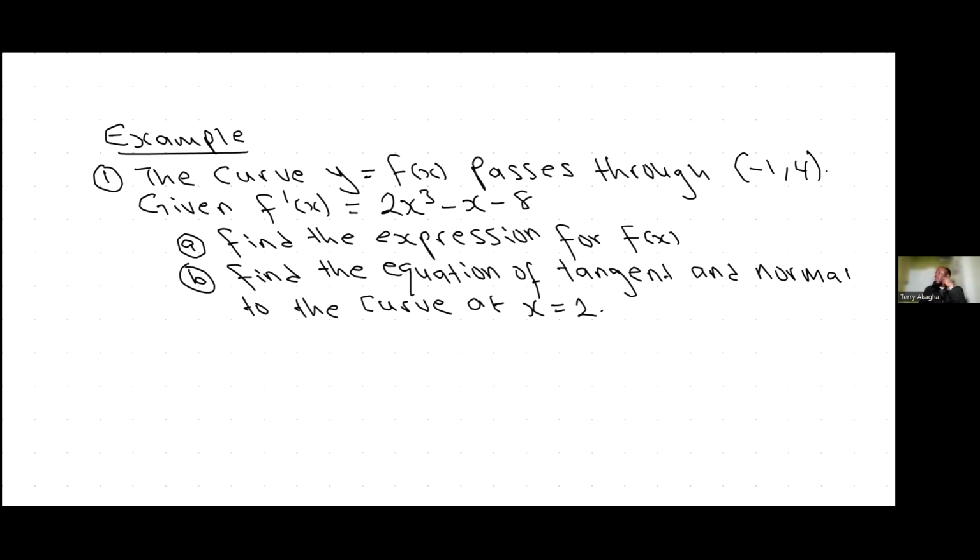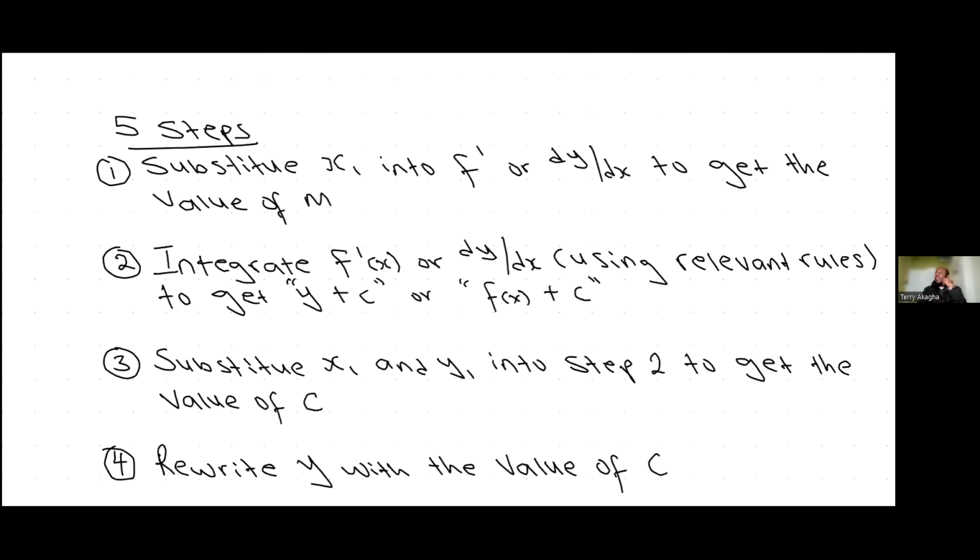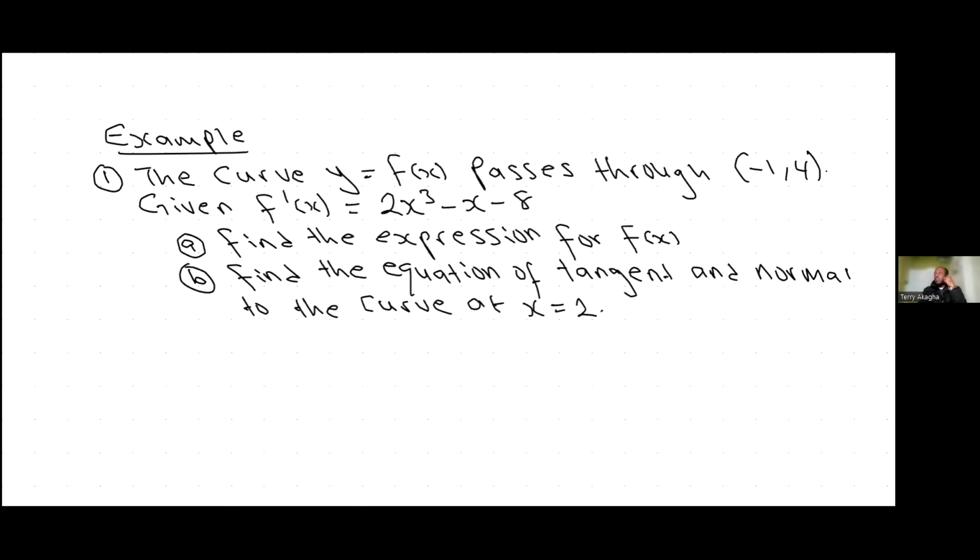So the first thing, let's go back. What is step one? Step one said we need to substitute the value of x into the dy over dx to get the value for m. We know that m is the same thing as dy over dx. So we have step one. We already know that f prime x, which is the same thing as m, is equal to... If you look at this equation here, you can see the -1 is the x, the 4 is the y. So we're going to substitute it now.